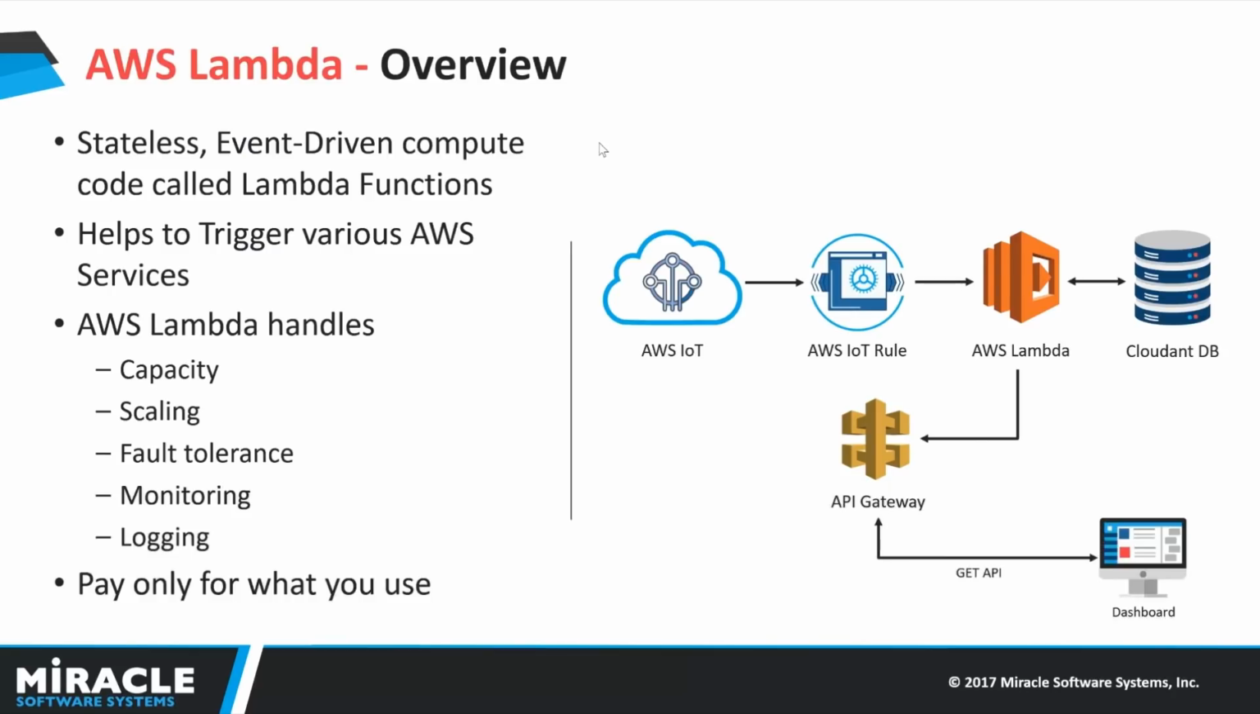AWS Lambda. As I said earlier, this is a key role player in our solution. The reason for using AWS Lambda is that it is stateless, event-driven compute code, called Lambda functions. You don't need to manage or spin up instances in order to deploy your applications. You just need to write a piece of code or a function that does that particular action, and then push it to AWS Lambda.